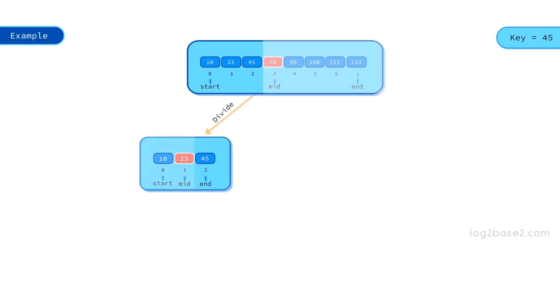So the divide and conquer algorithm will divide the subarray where the starting and ending is 2. Now the mid index is equal to (2 + 2) / 2, which is 2. And index 2 has the value 45, which means our search is found.